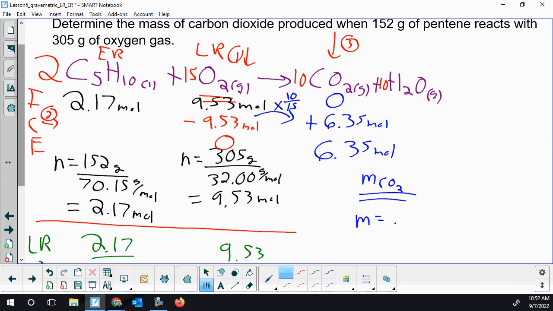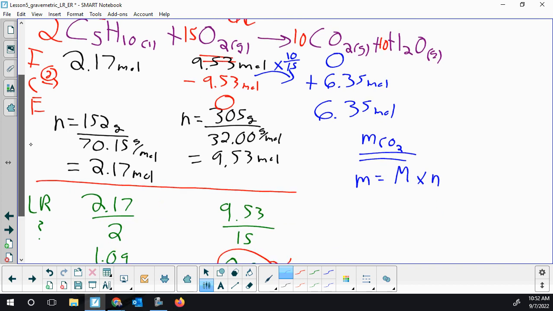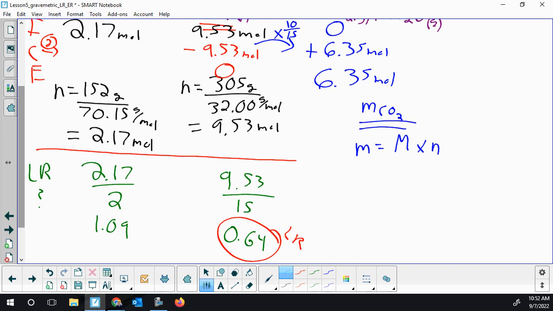Mass is molar mass times moles. We've got to dump from our heads the previous molar masses we've used. We haven't done CO2 yet. So 1 carbon, 12-ish, and 2 oxygens at 16. That comes out to 44.01 grams per mole times our 6.35 moles.